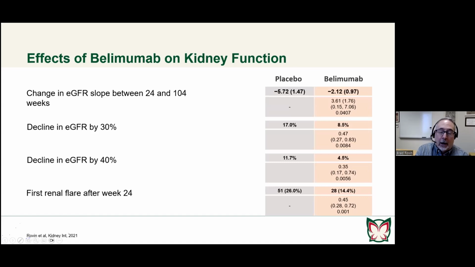We also looked at harder endpoints like a fixed decline of 30% or 40% in GFR. Again, those were both favored in the patients receiving belimumab. And then if you look at the flares, these are flares after the first 6 months of the trial, you can see that there were significantly fewer flares in the patients receiving belimumab.